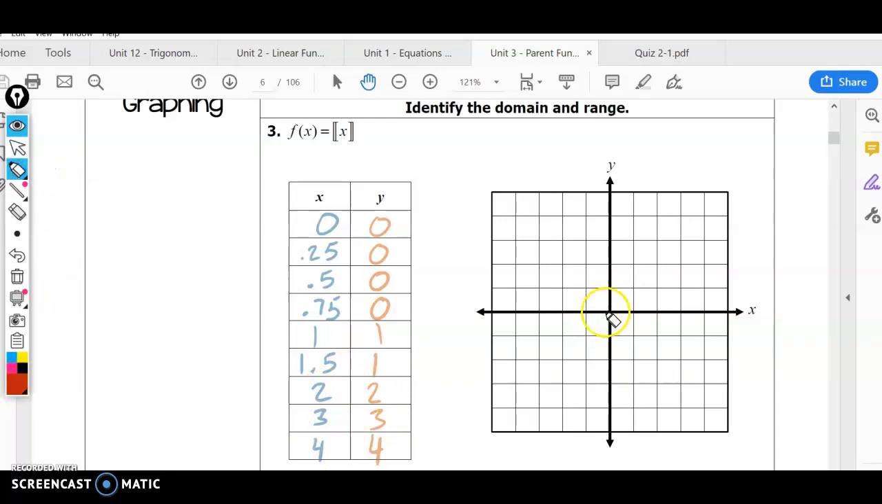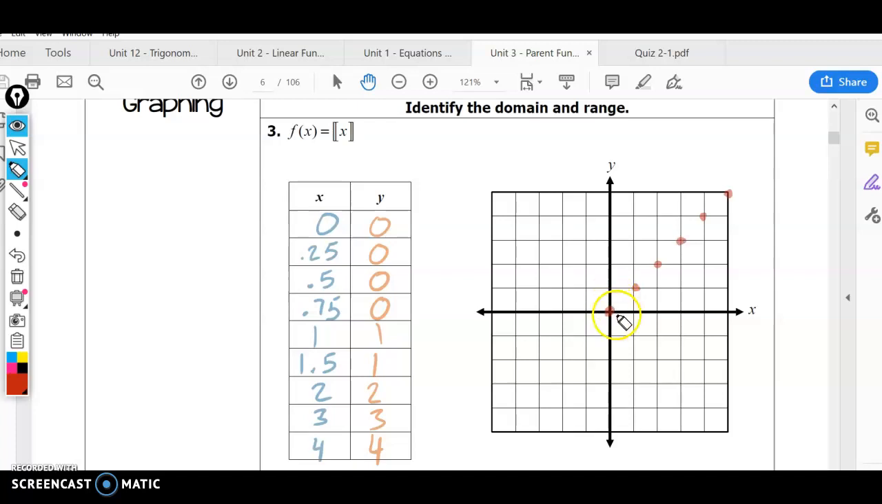Let's look at the graph now. So at 0, I got 0, closed circle. But if I input 1, I get 1. If I input 2, I get 2. If I input 3, I get 3. If I input 4, I get 4. If I input 5, I get 5. But you're not going to connect a line and make a diagonal line. Here's what it's going to look like.